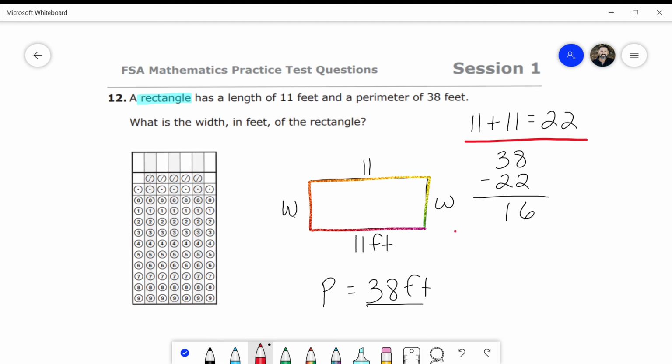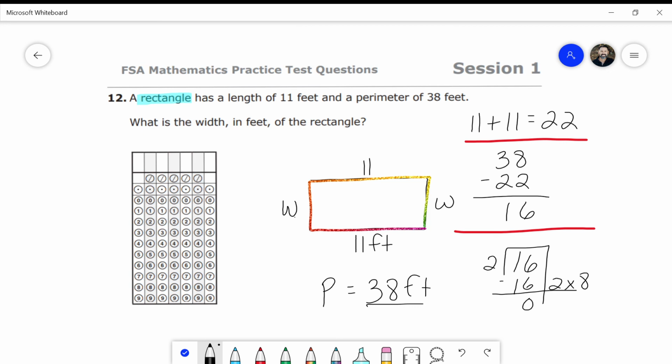And then step three is when you take the difference, the 16 that we just found, and you divide that in half, because the width has two sides. We want to make sure that we split that 16 evenly to represent both sides of the rectangle. So if I'm using my partial quotient strategy, I'm thinking of 2 times a number that gets me close to 16, and that would be 8. I write the 16 underneath and subtract it, and I have a 0 there. And so my answer is right over here off to the side. That is what the width is.